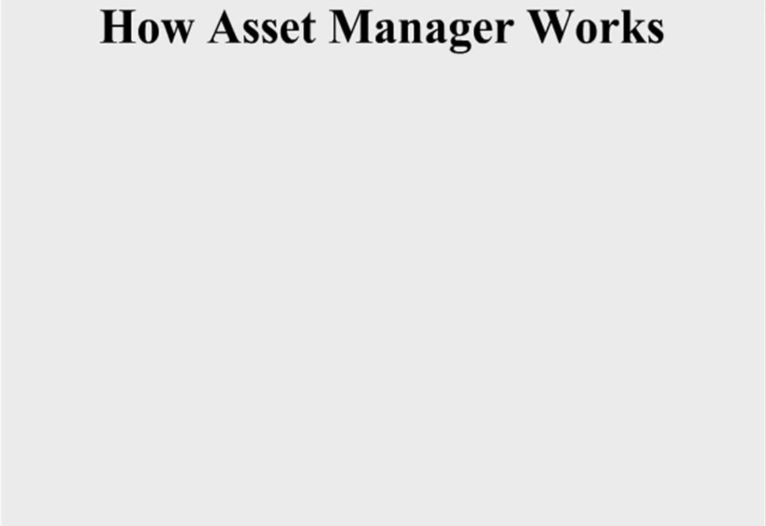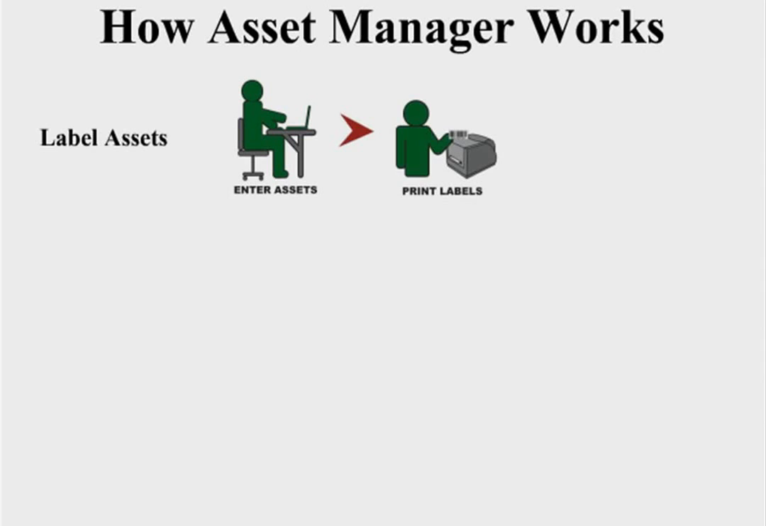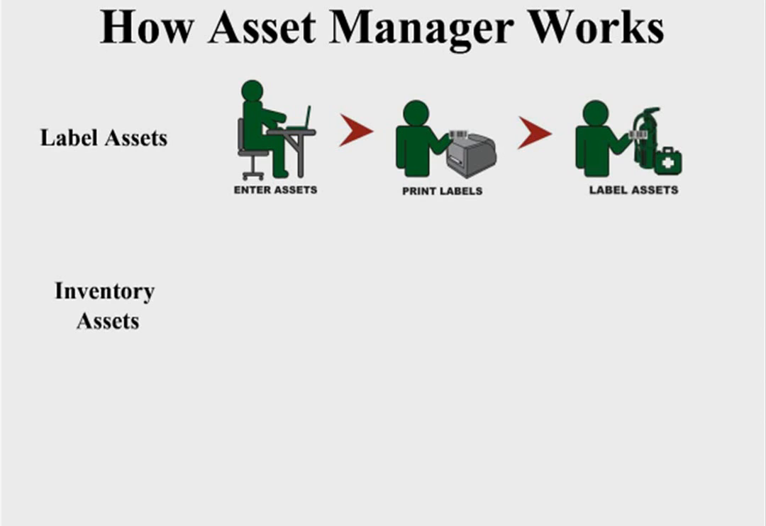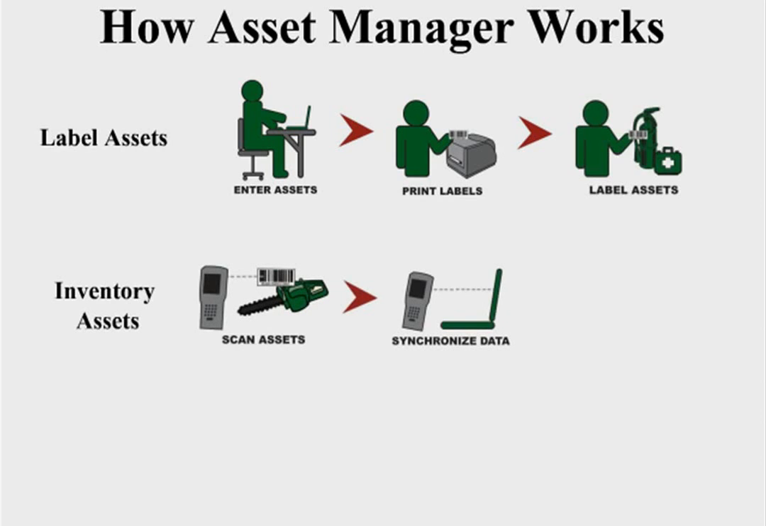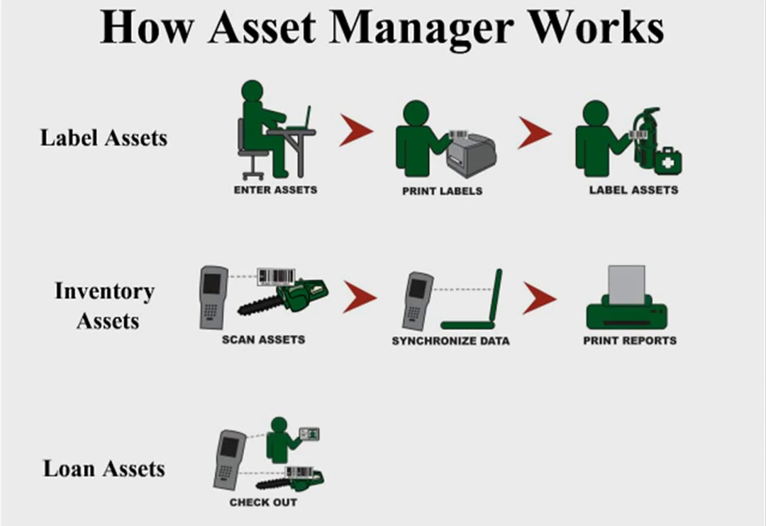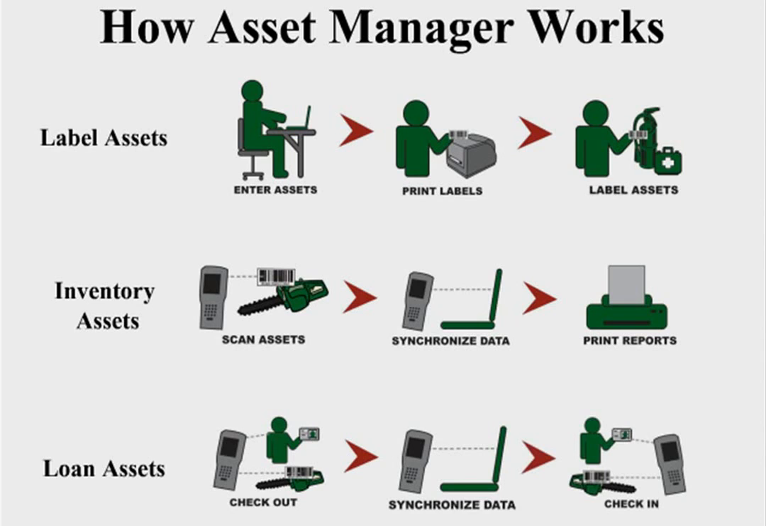When using the Asset Manager solution, label assets by entering items into the Asset Manager software. Print barcode tags and label each item. Inventory assets by scanning each item using the handheld device. Synchronize the data from your handheld to the command center and print reports as needed. To loan assets, check out an item by scanning the person's credential, then scan the item. Synchronize the data on the handheld to the command center, then scan the person's credential and asset again when the item is returned.